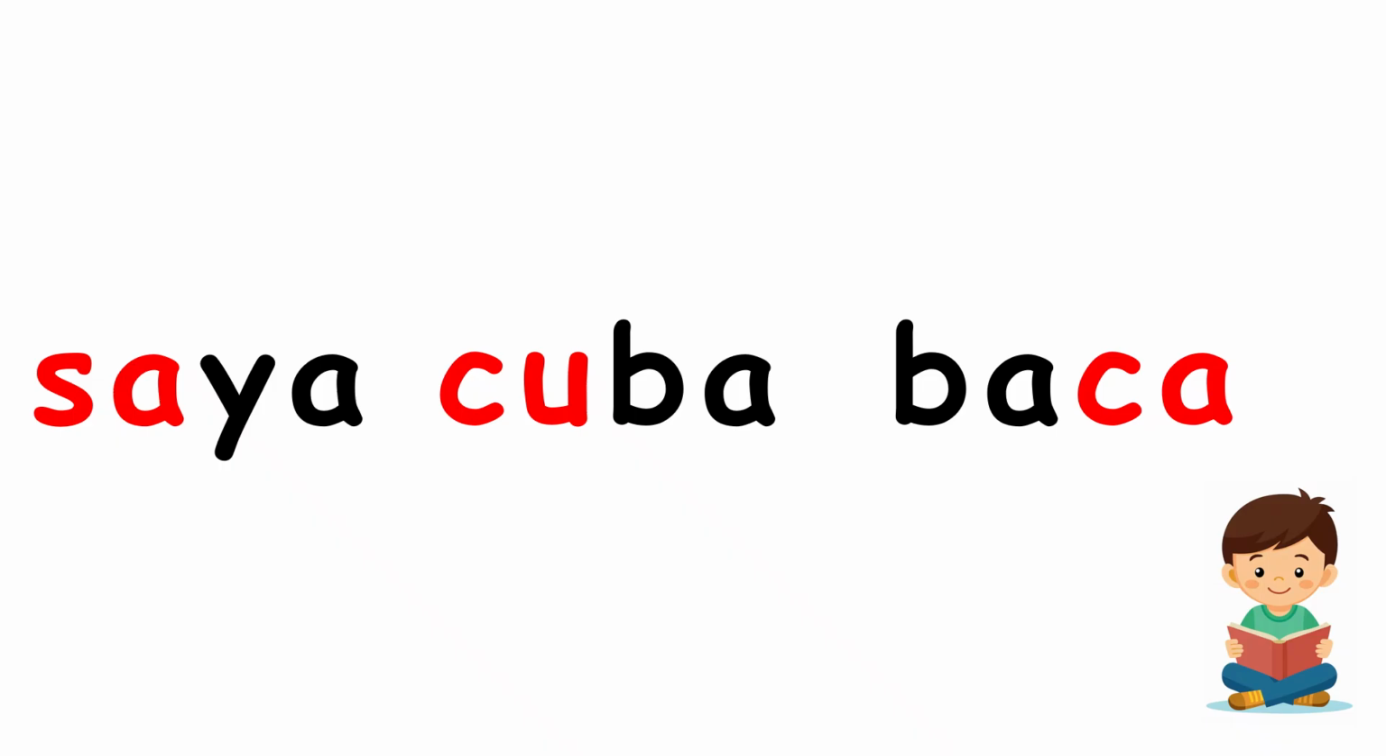Now let's make it a complete sentence. So we begin with the capital letter. Saya cuba baca. End it with a full stop. Okay. Saya cuba baca. This is a complete sentence. In Malay, a sentence is called ayat. Ayat.